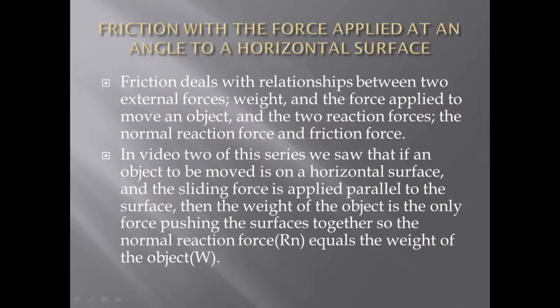Friction deals with relationships between two external forces, weight and the force applied to move an object, and the two reaction forces, the normal reaction force and the friction force. In video 2 of this series, we saw that if an object to be moved is on a horizontal surface and the sliding force is applied parallel to the surface, then the weight of the object is the only force pushing the surfaces together, so the normal reaction force Rn equals the weight of the object W.